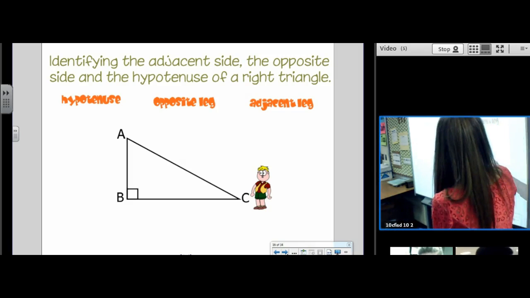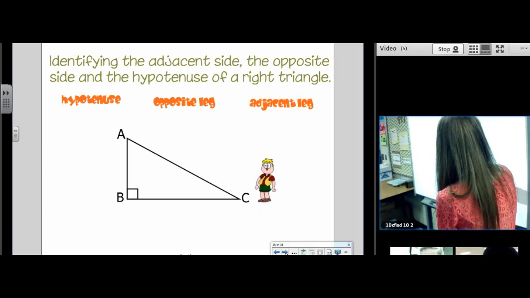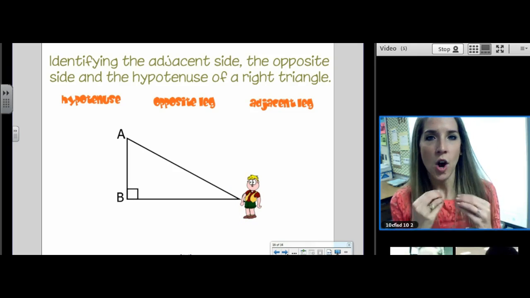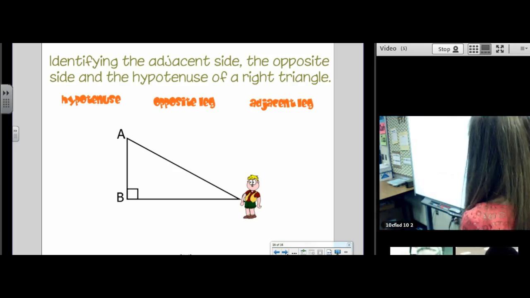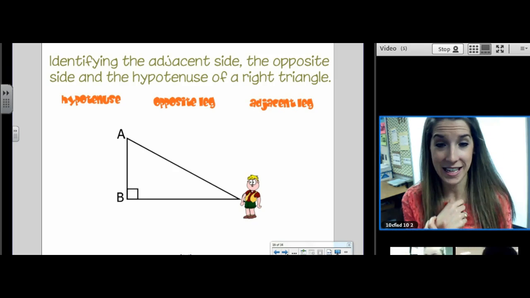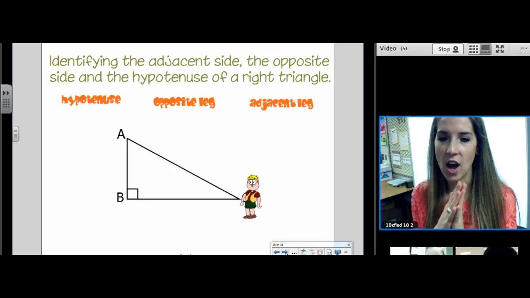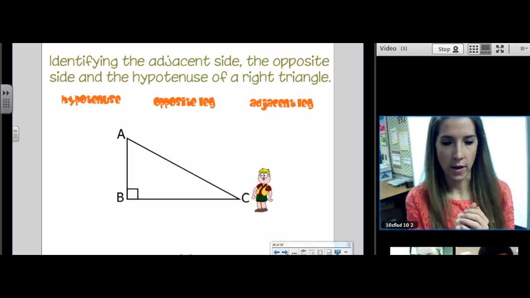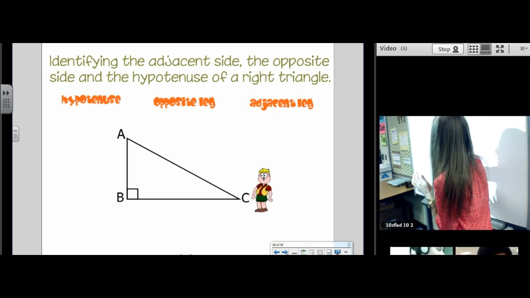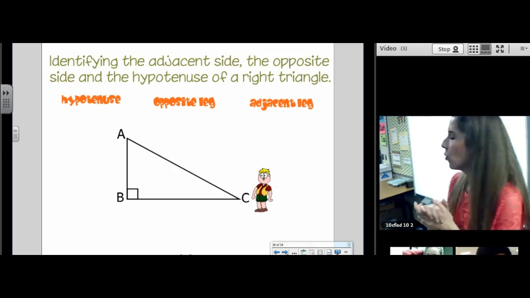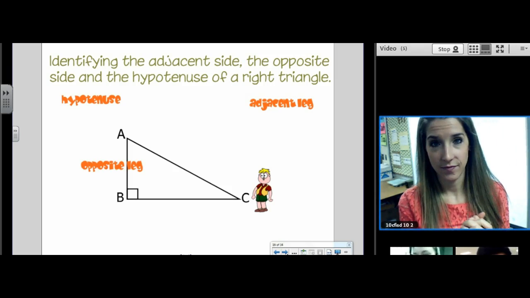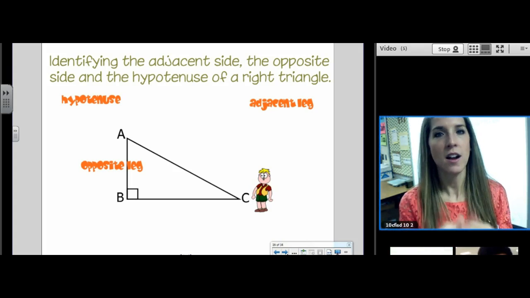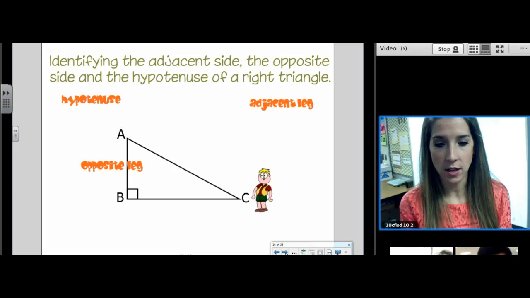Okay, so we have this cute little guy here that looks like a Boy Scout. If he's standing at angle C, that's going to be our perspective. Our perspective is angle C. Compared to our little Boy Scout guy at angle C, which side is opposite? Which side is opposite our little boy? Good. AB is opposite. Which side is adjacent? Wait, there's 2 sides that are adjacent. So let's scratch that. Which side of the triangle is our hypotenuse?